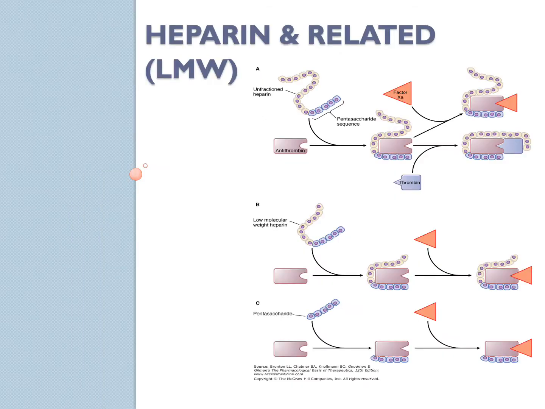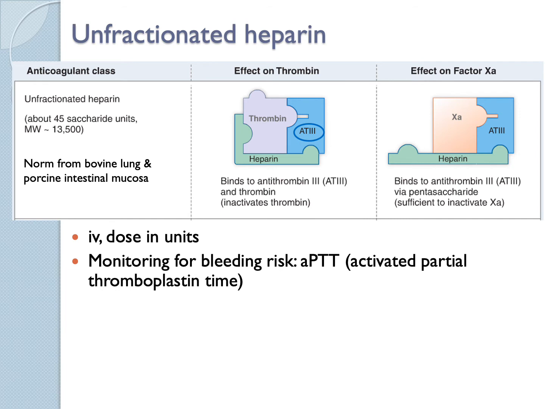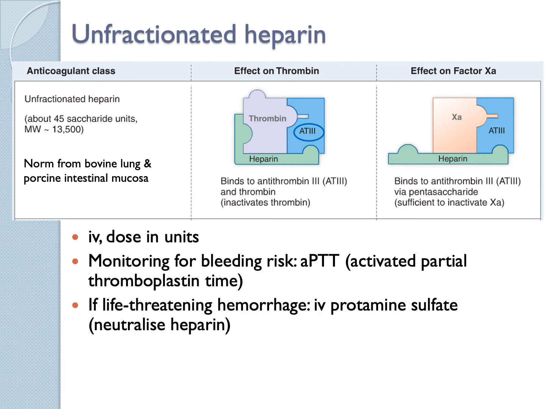Okay, so for the second class that we look at, it's unfractionated heparin. For the first one, there are issues about halal or not, so that's why we move on. The dose is in units, in IV form. Like warfarin, you need to monitor, but here you measure something called APTT. If it's too much, you need to give an antidote called protamine.